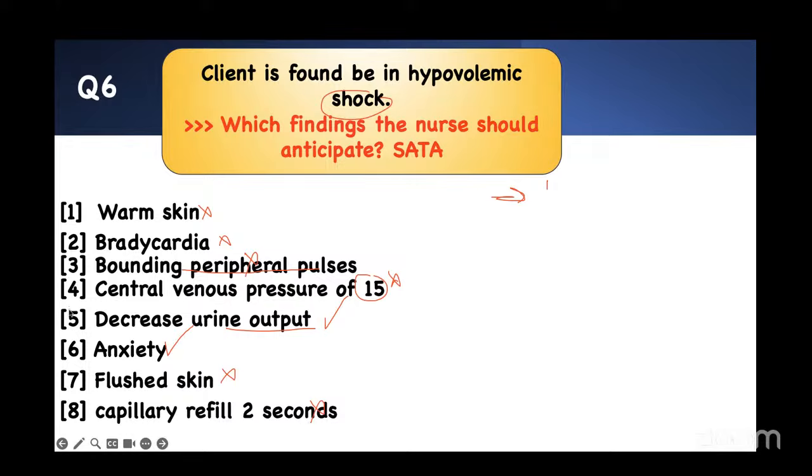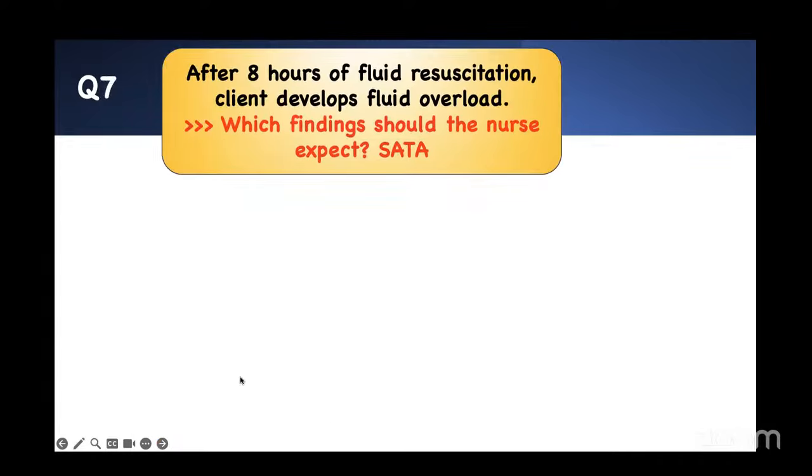So this is shock in disguise with this case study, trying to give you all the things you need to do. Now, this is following up. After 8 hours, now we know the patient is in shock. So we give them fluid, a bunch of fluid. The patient has now developed fluid overload. So from shock to now fluid overload.